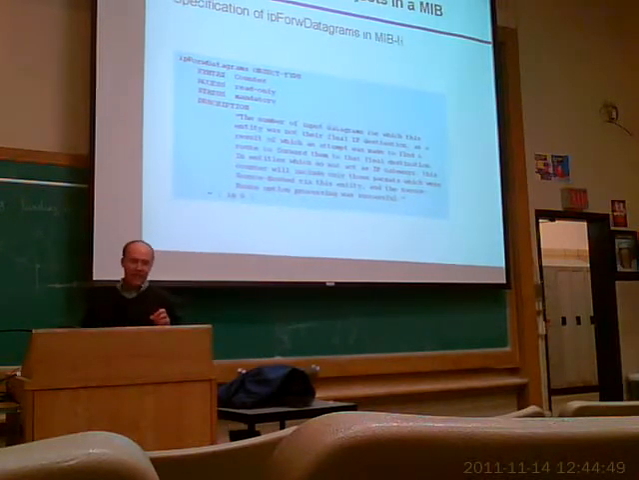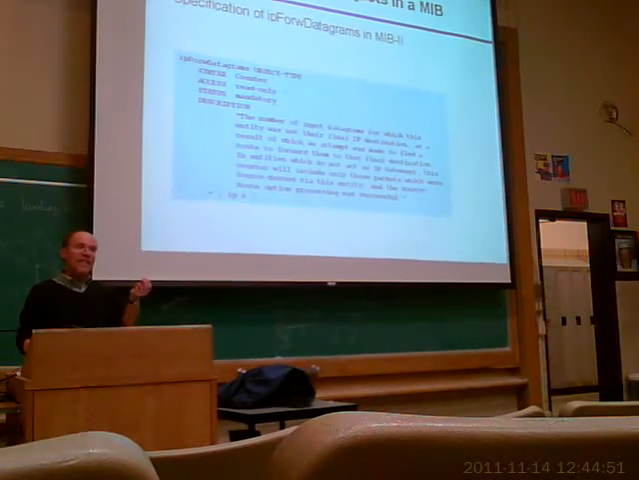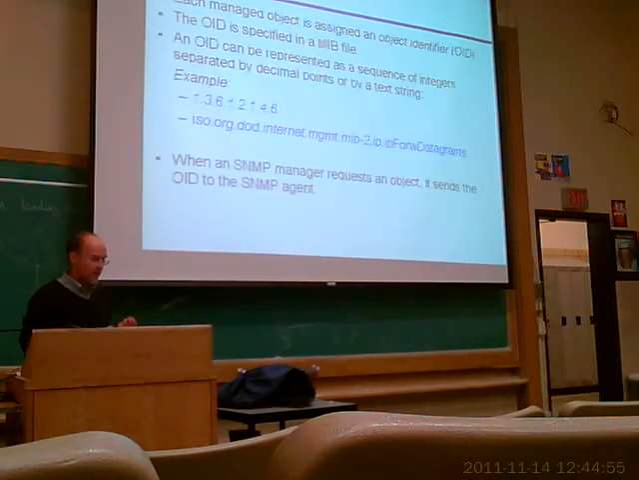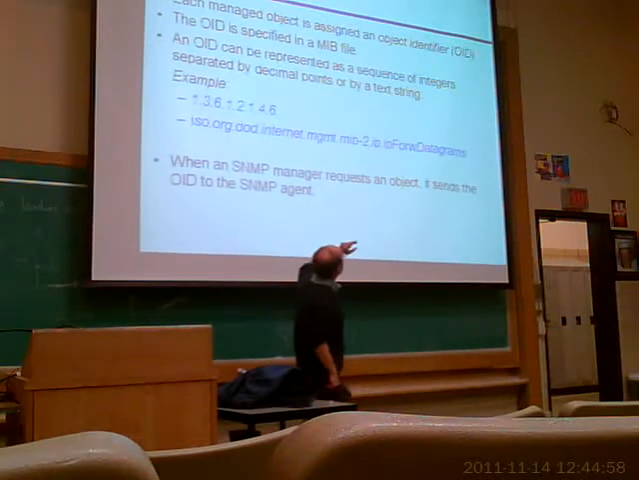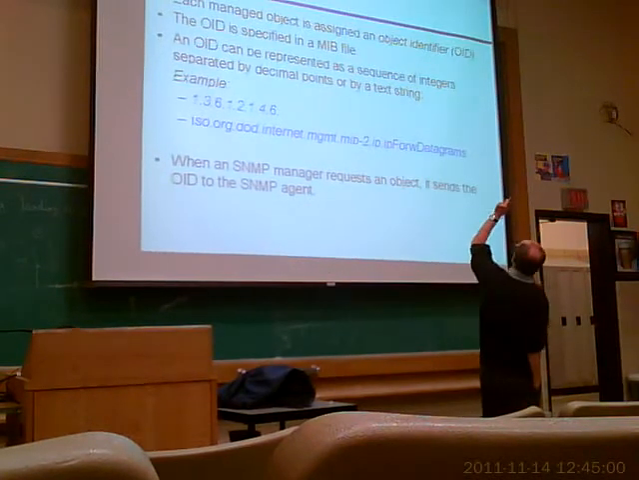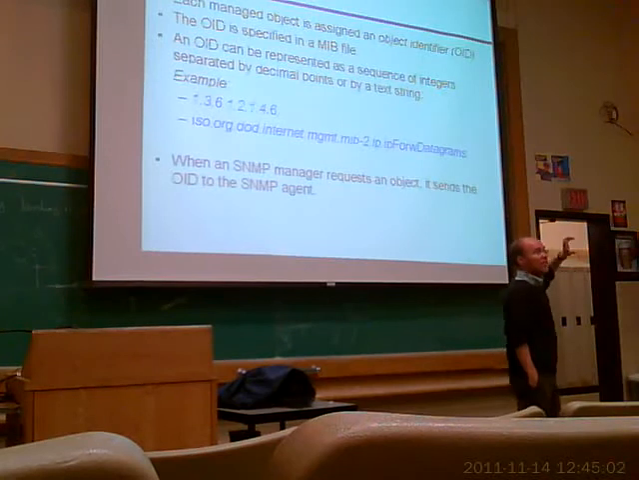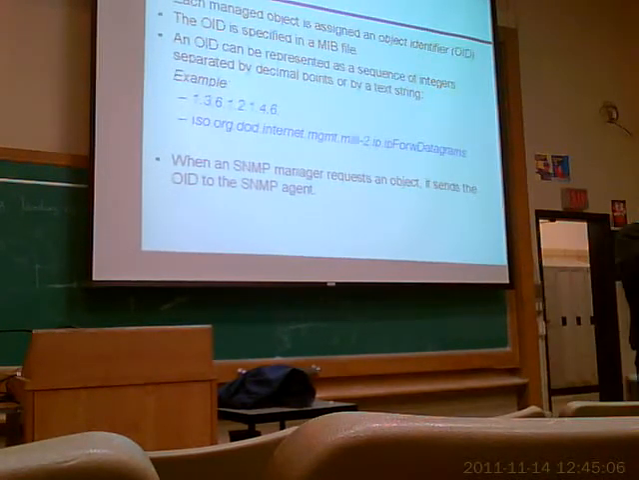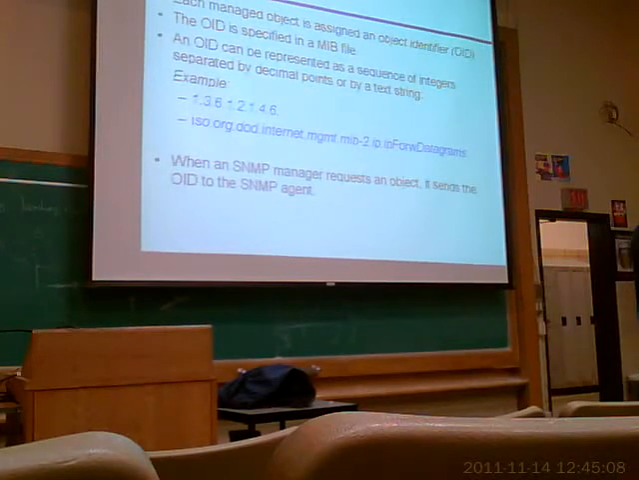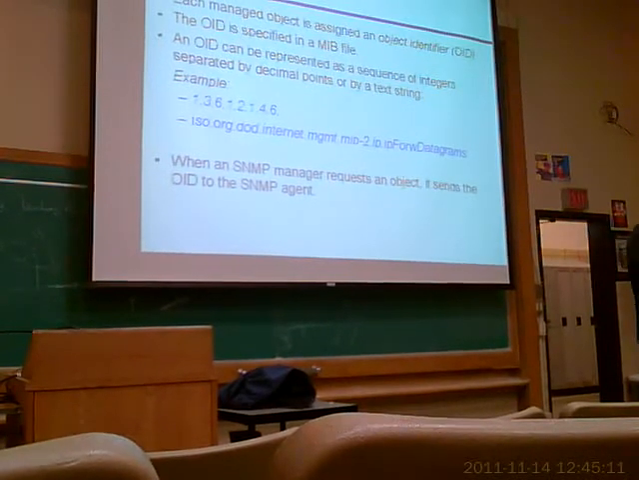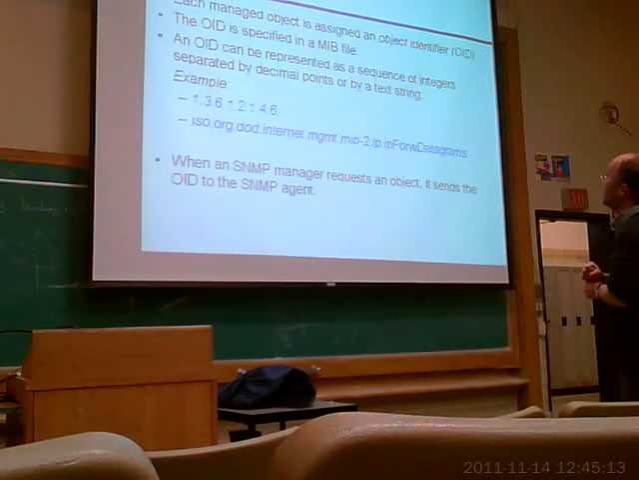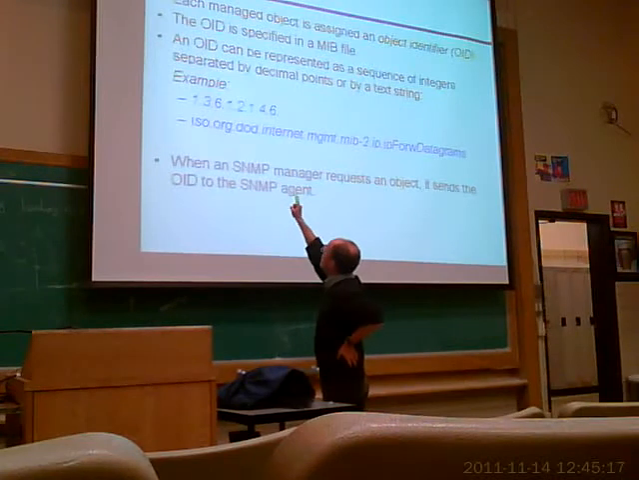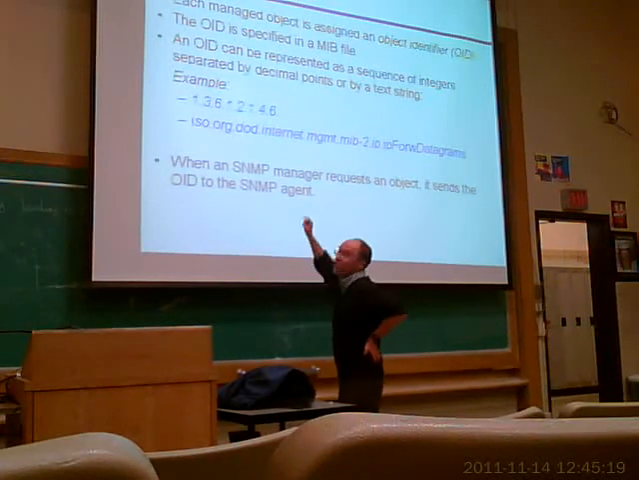So every data item that can be queried is called a managed object. So the information, number of datagrams forwarded, is a managed object. Each object has an identifier. It's called the object identifier. Object identifiers look like this: 1.3.6.1.2.1.4.6.